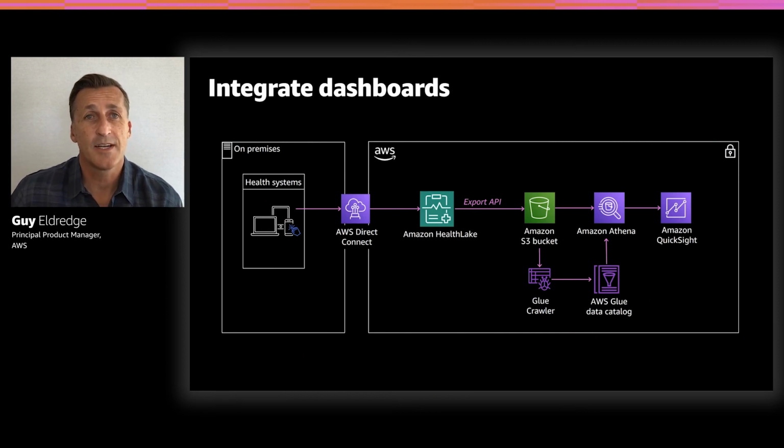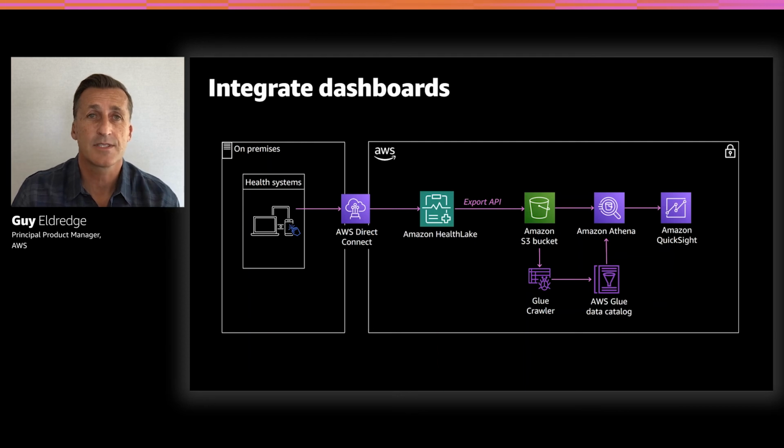So we'll talk about integrating dashboards. In this example, I'll go through adding a QuickSight dashboard. You start with the Export API from Amazon HealthLake. You can export the normalized data to an S3 bucket. Then you use Glue to crawl and build a catalog of the data for Athena. Athena is our serverless database. Athena uses the catalog to run queries as if that file was a database. QuickSight then creates a dashboard to organize and filter through all of the data.